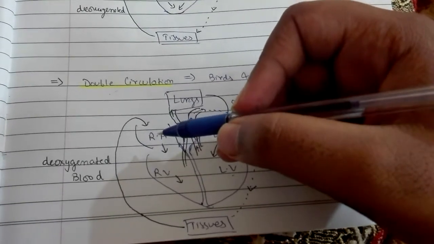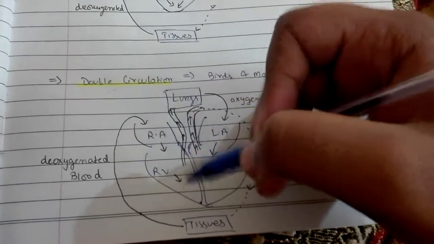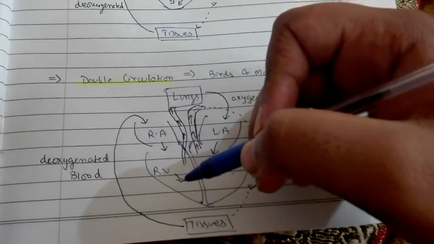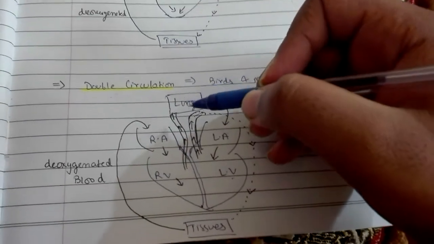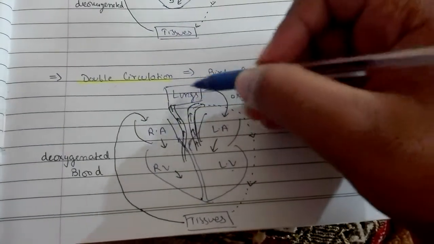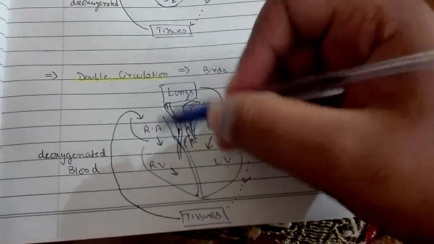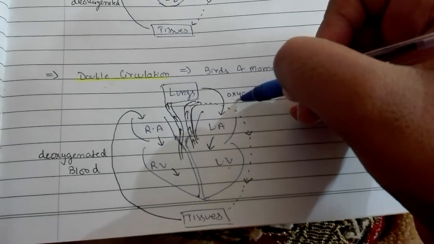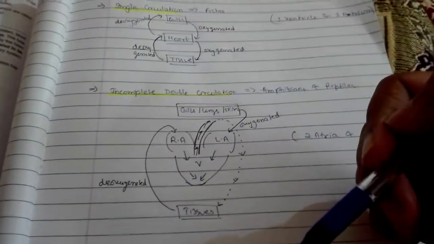Now the right atrium will pump the blood to the right ventricle on the same side, and then this right ventricle will pump the blood to the lungs. Why? Because the lungs are the only organ, the only place where this deoxygenated blood gets oxygenated. Done. So here we had these three circulations, which was very important.